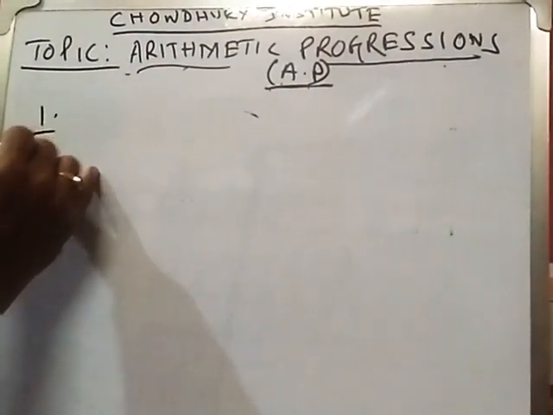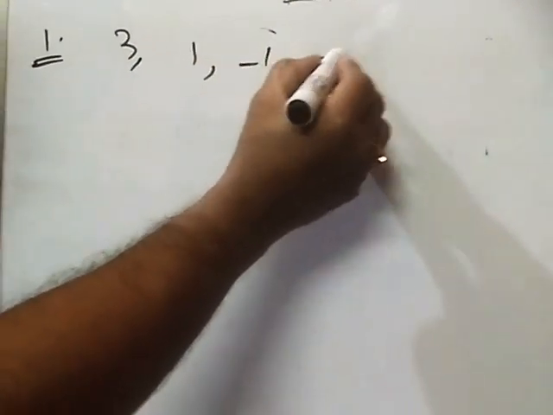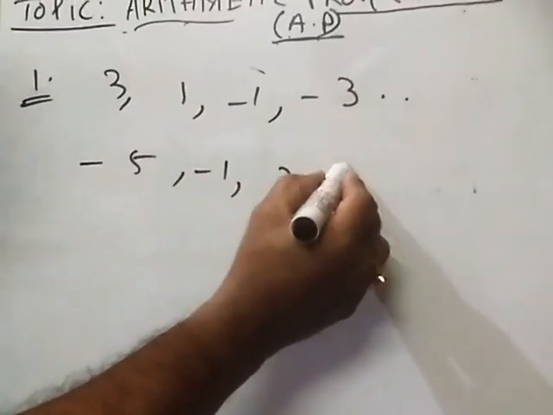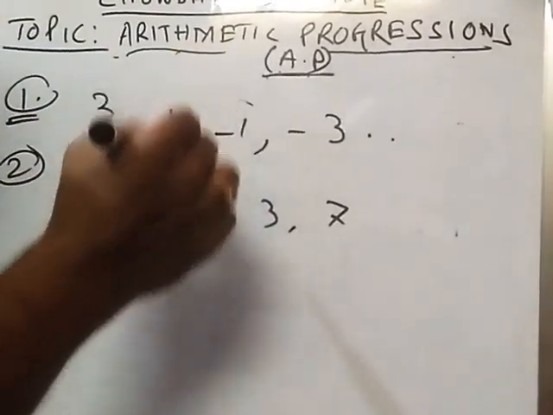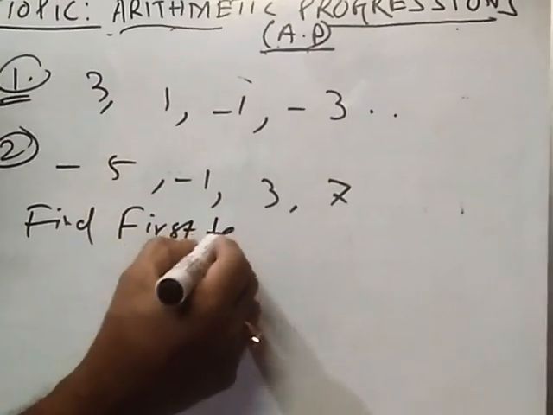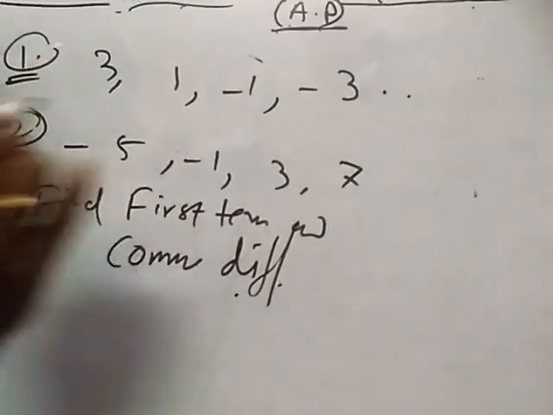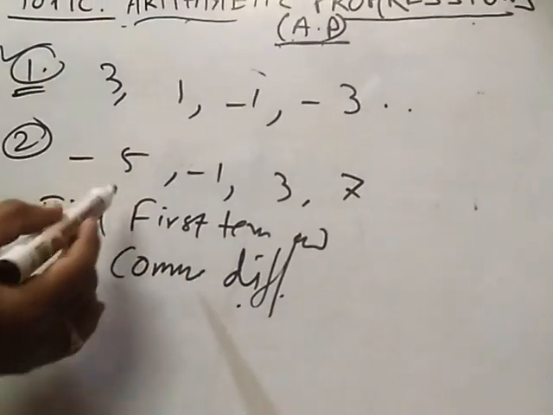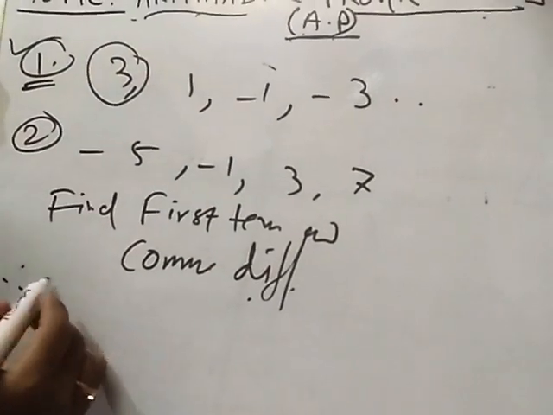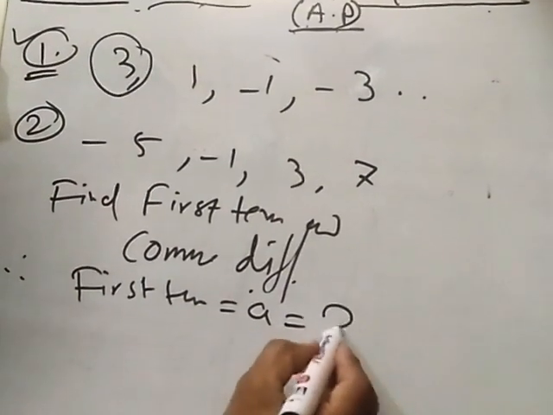Number 1: 3, 1, minus 1, minus 3. Next: minus 5, minus 1, 3 and 7. Two questions are given. Find the first term and common difference. So for the first one, what is the first term? Everybody listen. First term is 3. So you write down here, first term a equals 3.